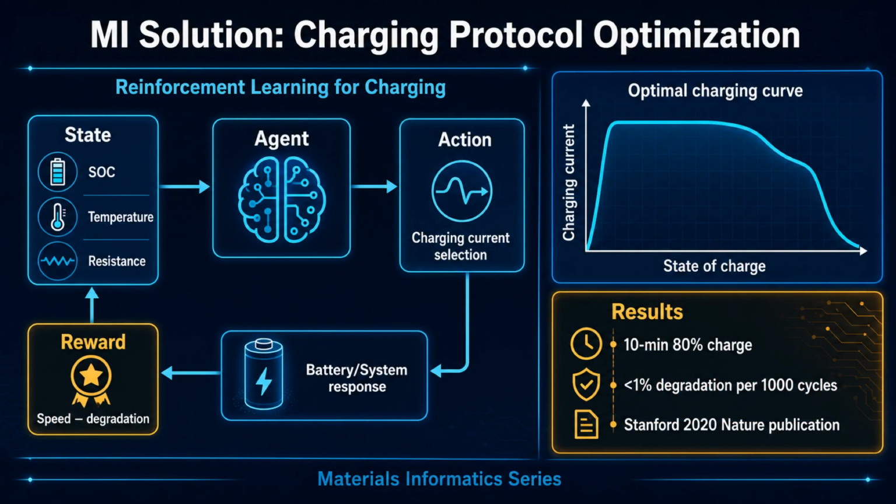Reinforcement learning optimizes charging protocols by learning the best current profile to minimize degradation while maximizing speed. The AI observes state of charge, temperature, and internal resistance, then decides charging current. Stanford researchers achieved rapid charging with minimal degradation. This work was published in Nature in 2020 and has been widely influential in industrial fast charging development, although the protocols that individual automakers actually ship are not public.